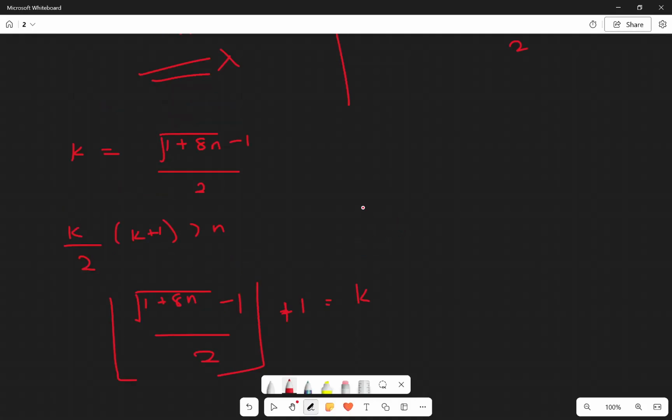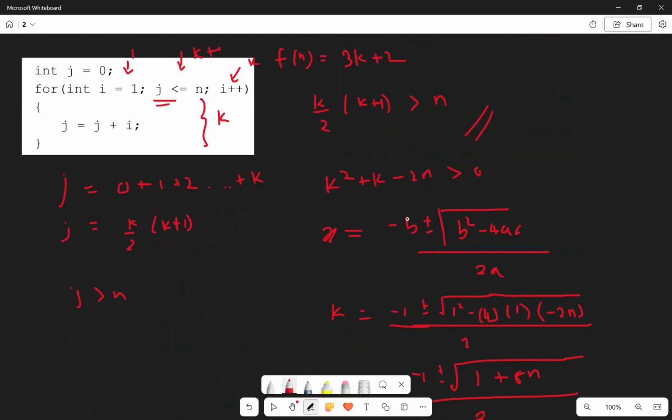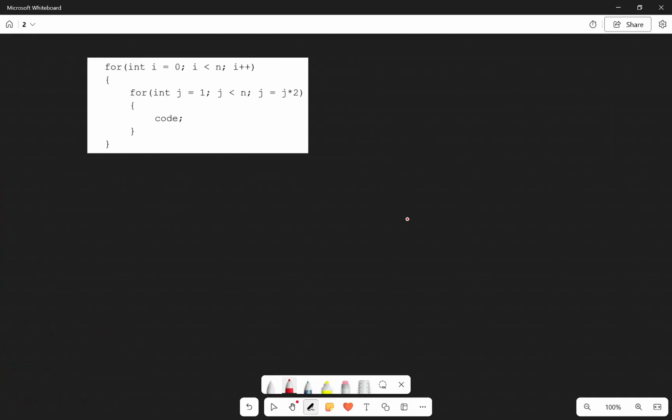And then we have to substitute this to f(n). Okay, I'm not going to substitute. You can do it on your own. So f(n) is equal to 3k plus 2 it was, and you can substitute this and get the answer. Okay, and then we have this. It's the last one. No, that's not. Okay.